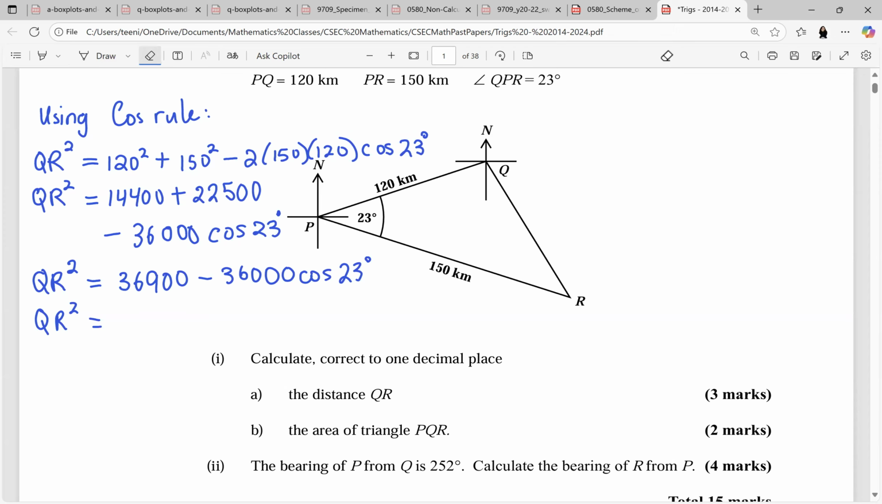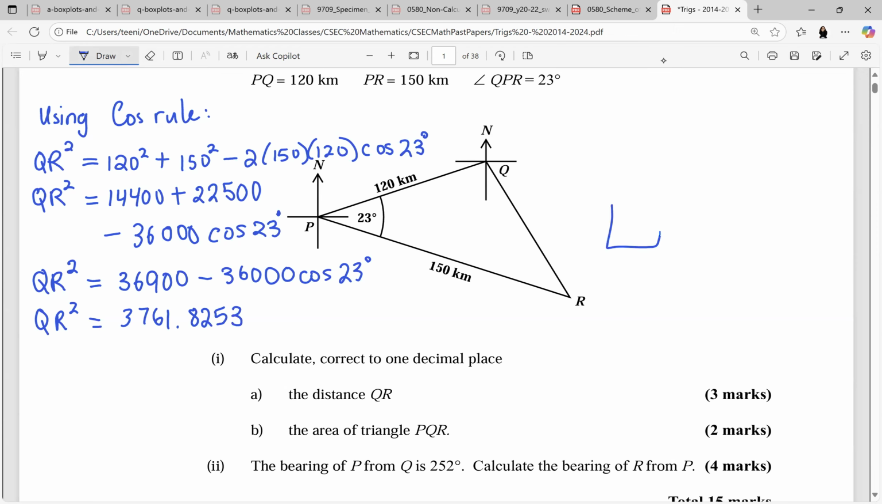Miss, I get a long answer. Tell me what it is. 3761.825276. Perfect. Let's write this to four decimal places like that. And now, Misha, press your square root key here on your calculator, and press equal.